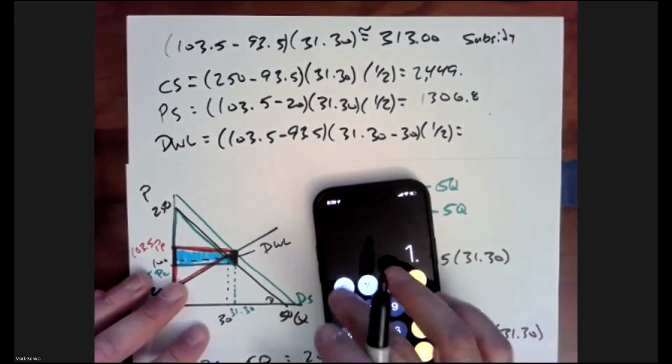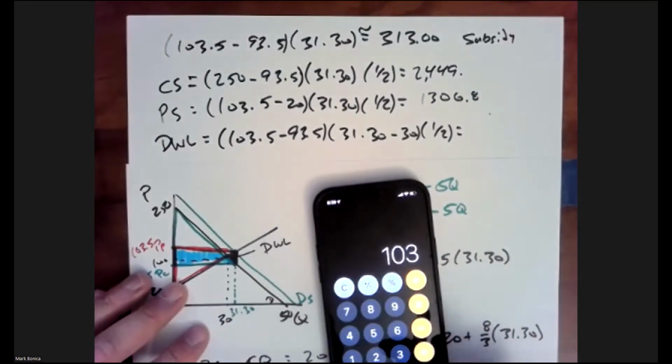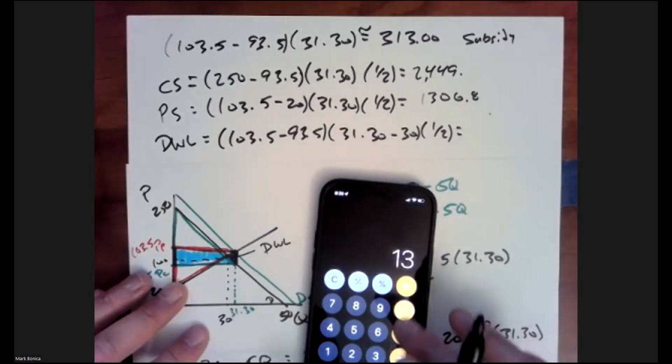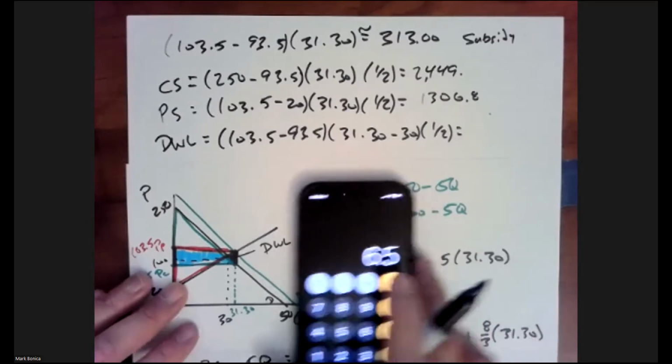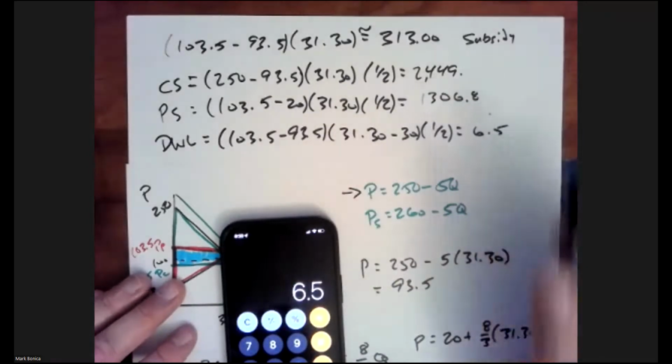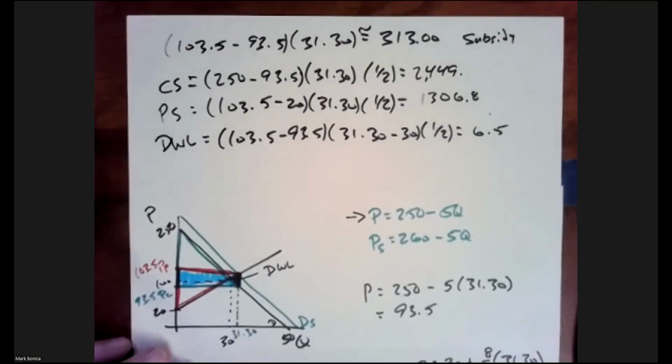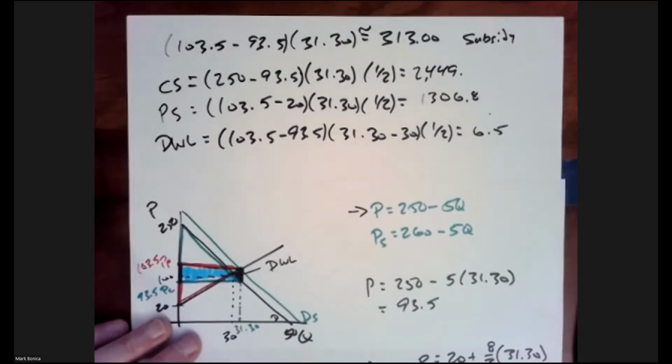So 103.5 minus 93.5 is 10 times 31.3 minus 30 times 0.5, 6.5. Okay. I think that is all of them. Let me go back.